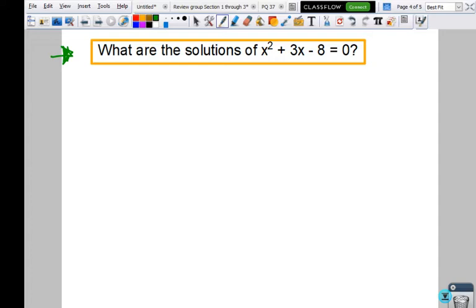Alright, so let's go over this one. If you're not done, that's okay. You can keep working. Where are we back at? Whenever you answered the question. What's the first thing we should do? You add 8 on both sides. Yep, we're gonna add 8 to both sides. And we're gonna get x squared plus 3x equals 8.